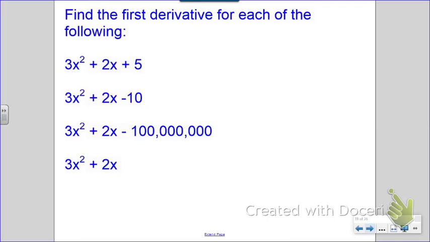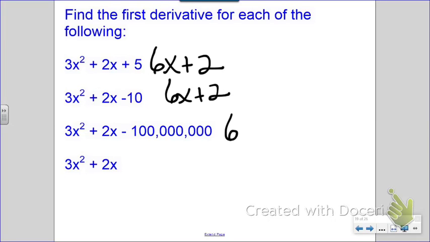Switching gears a little bit, we're looking at the first derivative for each of the following to take a look at some different types of functions that we might encounter as we're talking about functions increasing and decreasing. So if we look at each of the derivatives here, this would be the first one. We'd have 6x plus 2. Second derivative, 6x plus 2. Next derivative, 6x plus 2. Next derivative is 6x plus 2.